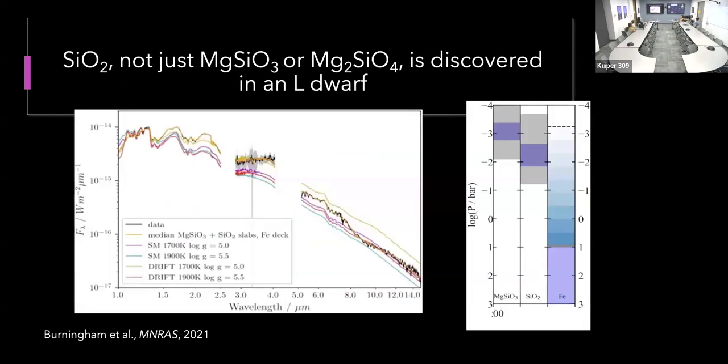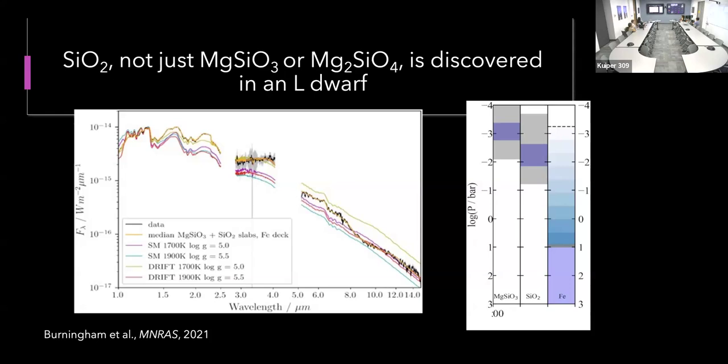So that was sort of the picture at least up till 2020, that we should really expect enstatite and forsterite clouds. They seem to be really easy to make. We have evidence of these silicate features. And then from equilibrium chemistry, we just don't expect the silicon dioxide by itself.